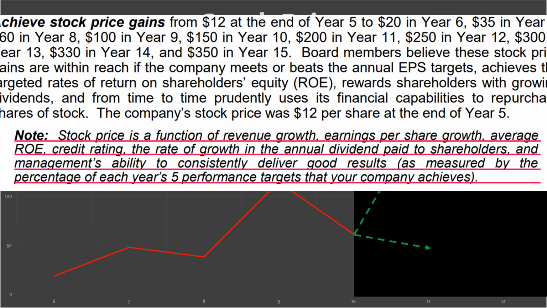So how do you cause the price to go up or down, especially without hurting your company? And what makes stock prices go up anyways? From the participant's guide, we quote, "Stock price is a function of revenue growth, earnings per share growth, average ROE, credit rating, and the rate of growth in the annual dividends and score."